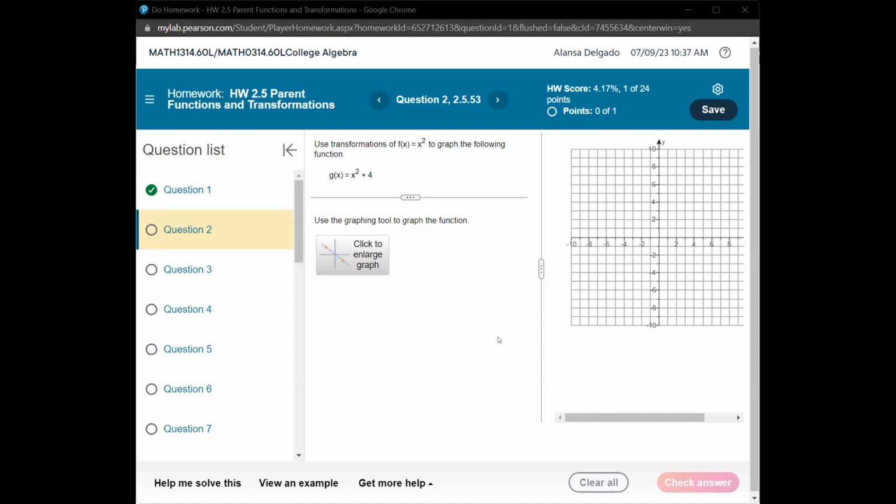So the transformations of f of x equals x squared, graph the function.